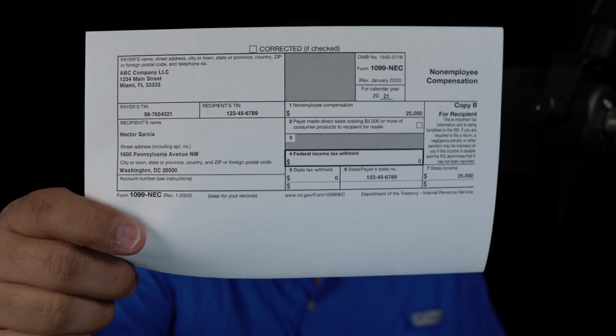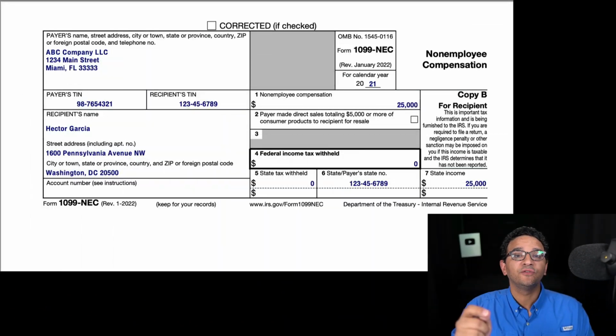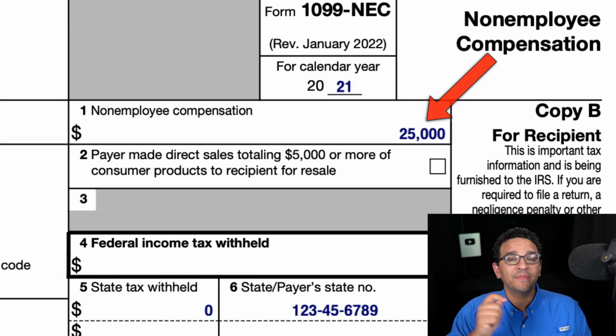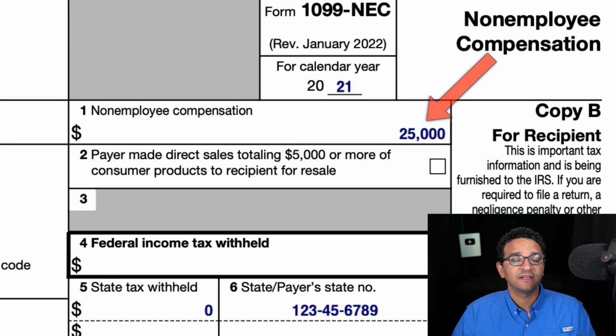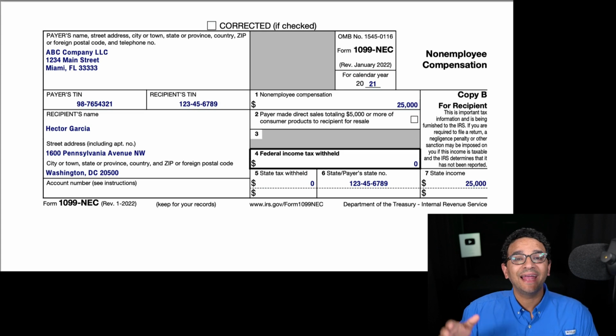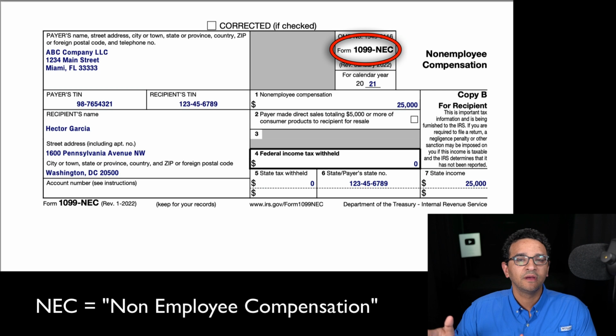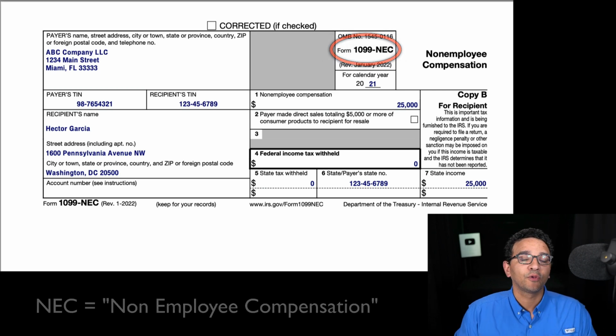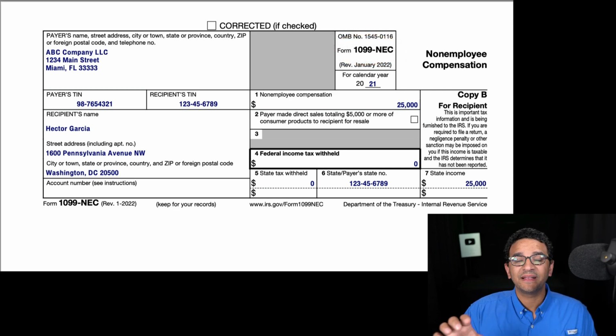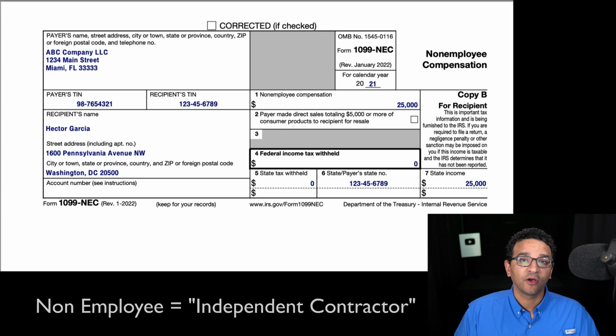In this video, we're going to be talking about Form 1099-NEC. This is a form that businesses give to individuals that are being paid from that business for services. Form 1099-NEC stands for non-employee compensation. We also refer to non-employees being compensated from a business as independent contractors.